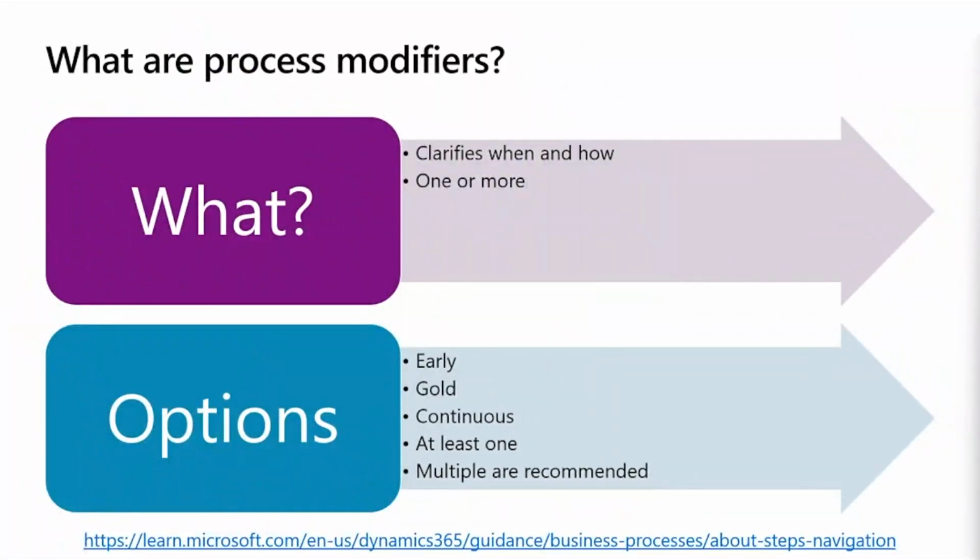So I want to talk very quickly about process modifiers. We'll do a quick demonstration of these pages and then we'll switch over to questions. Process modifiers are designed to explain when and how a particular step in the table should be executed, and they indicate if you need one or more. The options that you'll see in there are early, gold, continuous, at least one, and multiple are recommended.